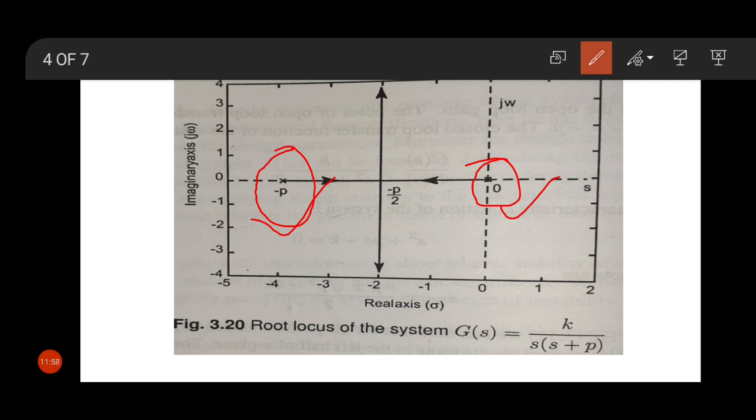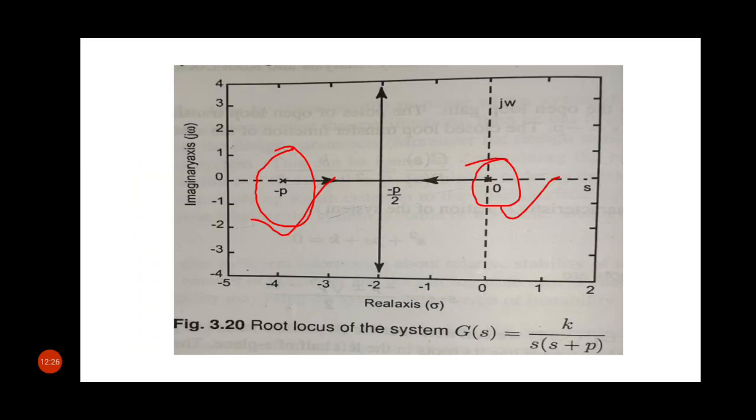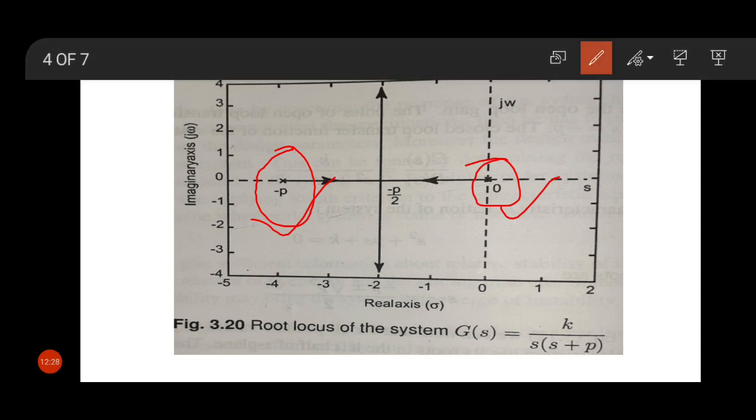Now see the second case, when K equals p square by 4. When K equals p square by 4, the roots are real and equal, with the value S1 equal to S2 equal to minus p by 2. That means the two roots are equal and they are minus p by 2.